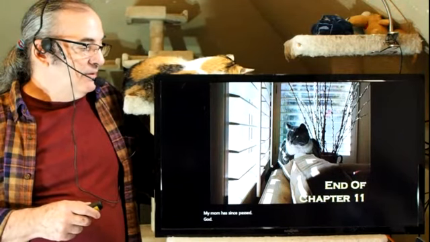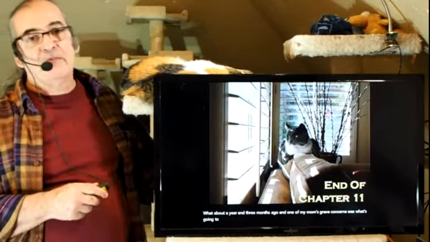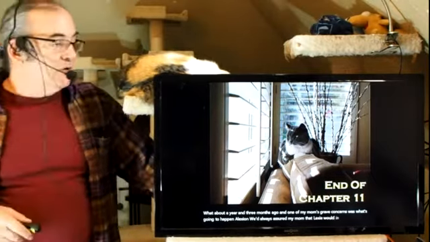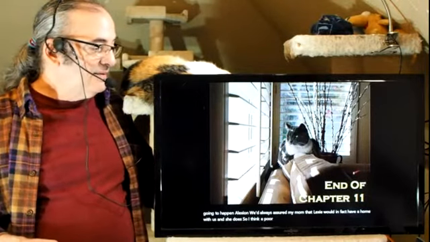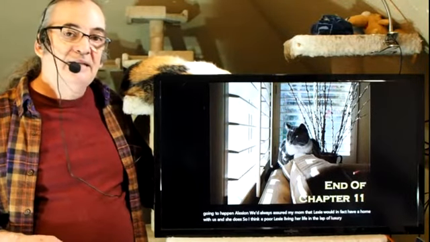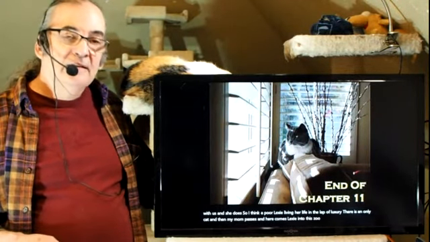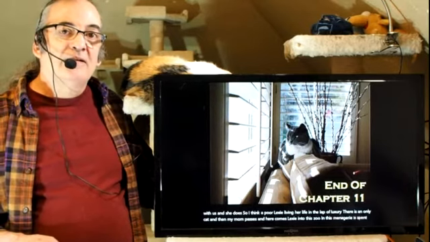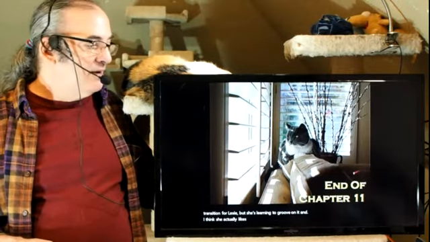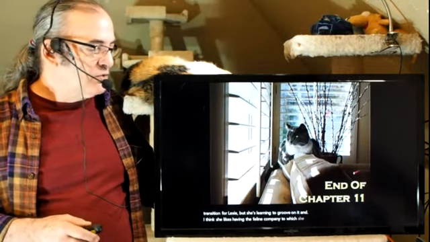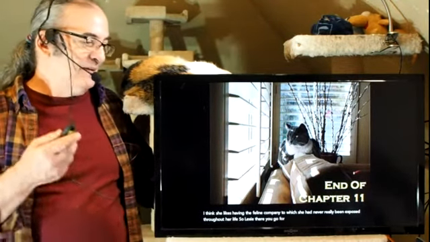About a year and three months ago, and one of my mom's greatest concerns was what's going to happen to Lexi, and we had always assured my mom that Lexi would in fact have a home with us, and she does. But think of poor Lexi living her life in the lap of luxury there as an only cat, and then my mom passes, and here comes Lexi into this zoo and this menagerie. It's been a transition for Lexi, but she's learning to groove on it, and I think she actually likes having the feline company, to which she had never really been exposed throughout her life. So Lexi, there you go. For better or for worse, you're with us now.